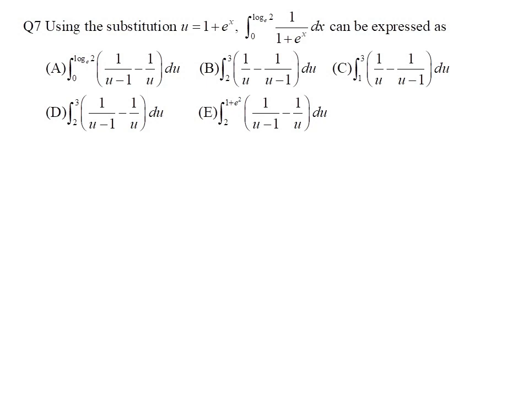Question 7 asks what the integral from 0 to logarithm base e of 2 of the reciprocal of 1 plus e to the x, with respect to x, would look like after using the substitution u equals 1 plus e to the x. Because u equals 1 plus e to the x, it follows that du equals e to the x dx, which gives dx equals du over e to the x, which equals du over u minus 1.